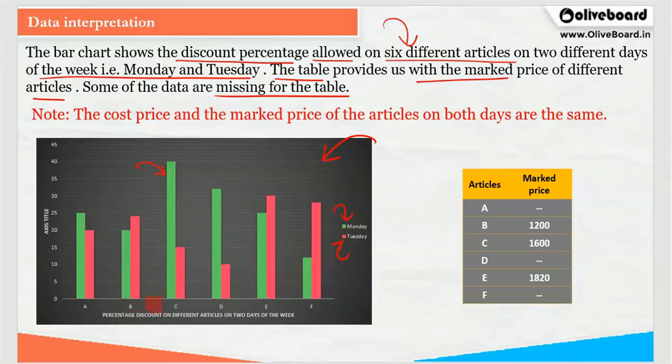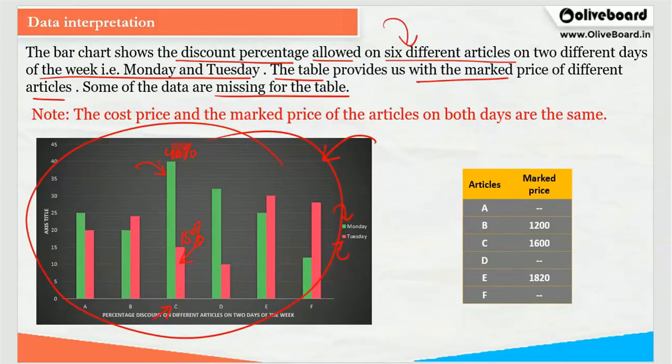If I look at this particular data, for C, the green bar goes up to 40%. So on Monday, article C is allowed a total discount of 40%. Similarly, if I ask you what is the total discount allowed on article C on Tuesday, then you have to look at the pink bar, which is pointing to 15%. So 15% discount is allowed on C on Tuesday. Likewise, for any article, you can find the discount percentage on either Monday or Tuesday. So this is the data which is being provided using the bar graph.